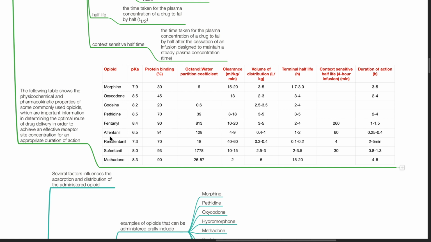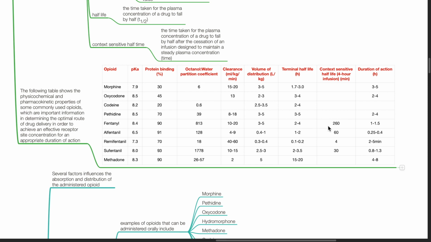For fentanyl, the pKa is 8.4, protein binding is 90%, octanol water partition coefficient is 813. Clearance is 10 to 20 mL per kg per minute. Volume of distribution is 3 to 5 liters per kg. Terminal half-life is 2 to 4 hours.